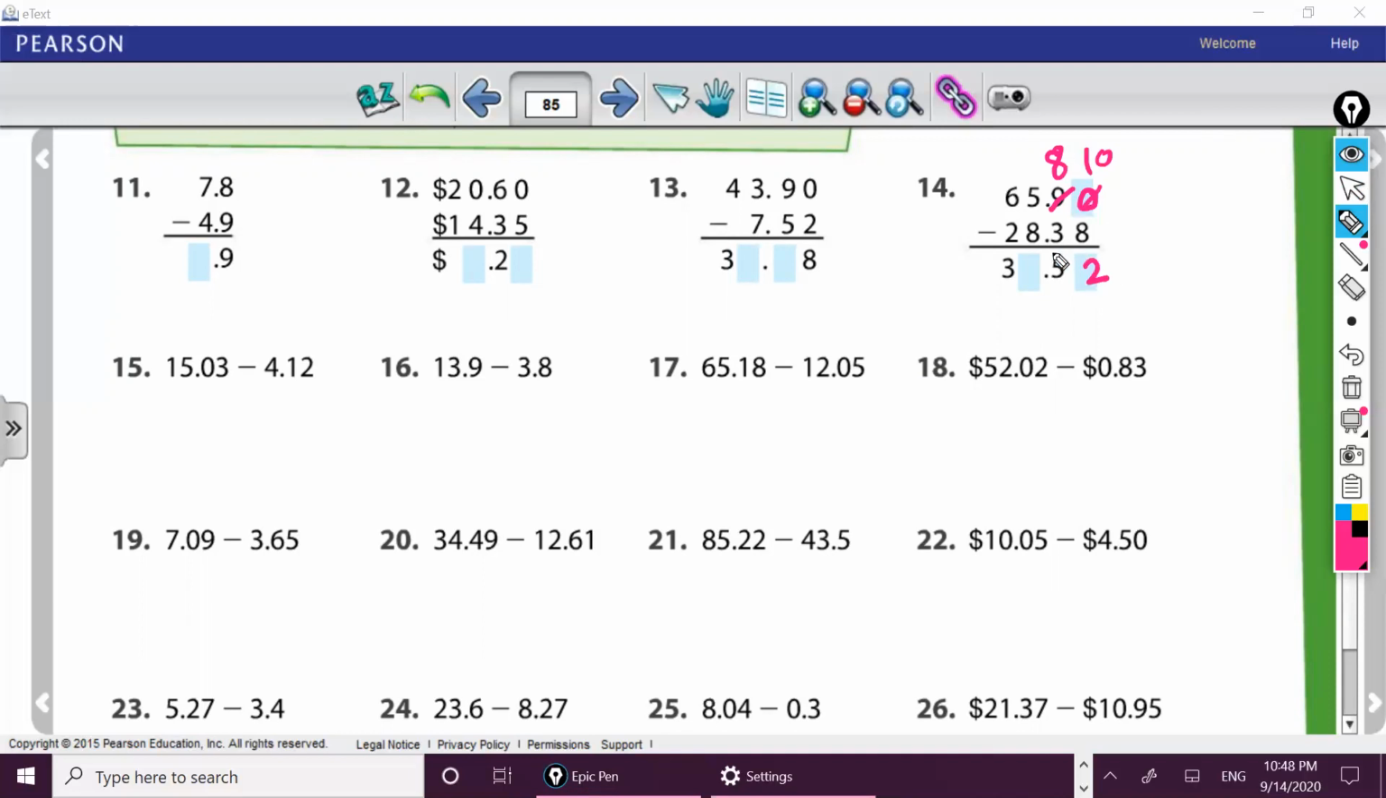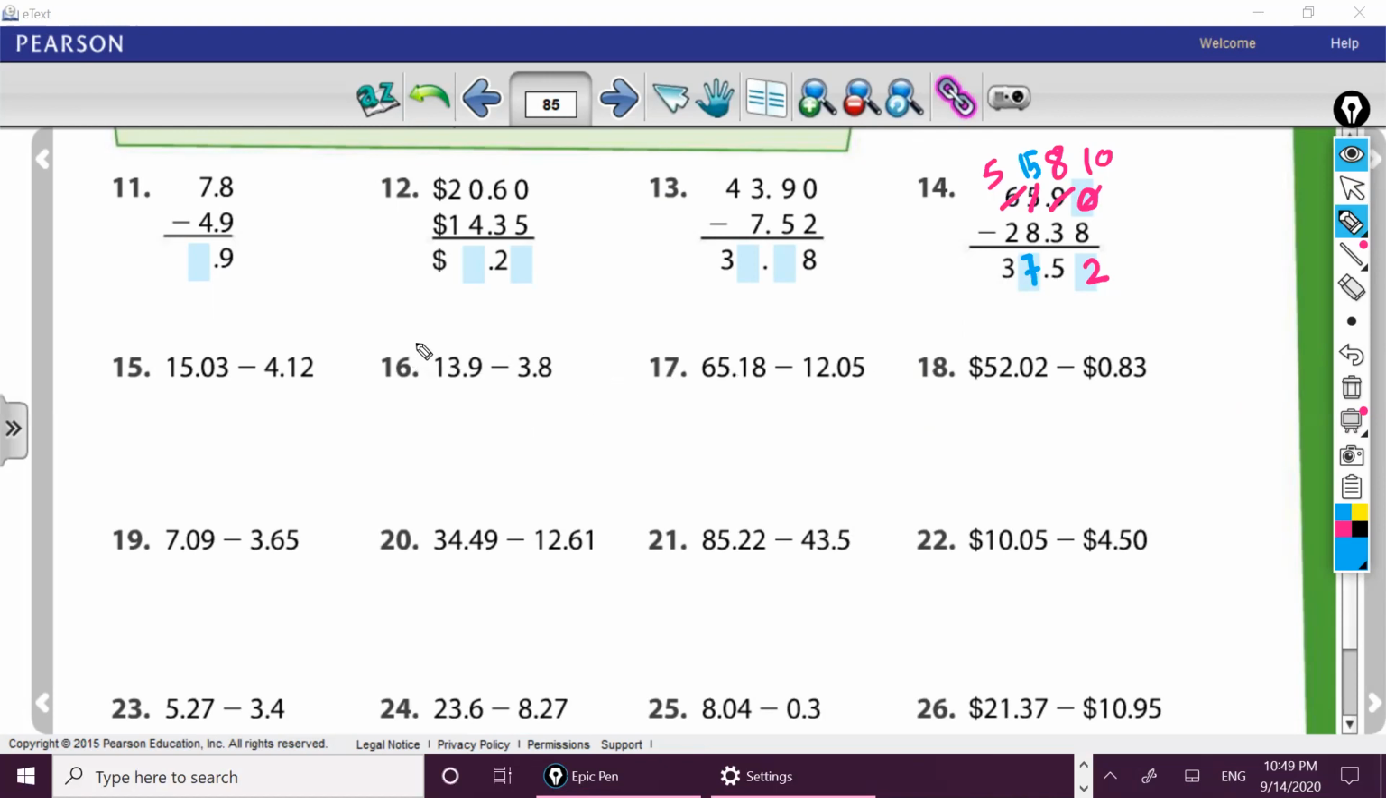And 8 minus 3 equals 5. 5 minus 8, I can't. So take 1 from here. This becomes 5, and this becomes 15. Right? Then 15 minus 8 equals 7. And 5 minus 2 equals 3. Is it clear? Okay. All of them here have the same idea. Just line up the decimal point above each other. Let's take another one.